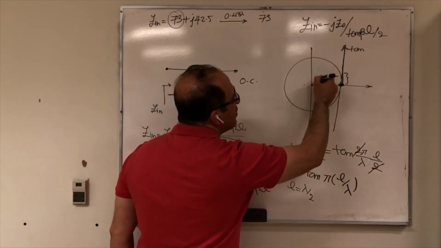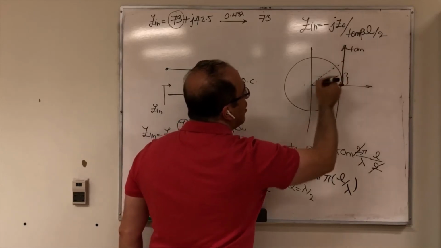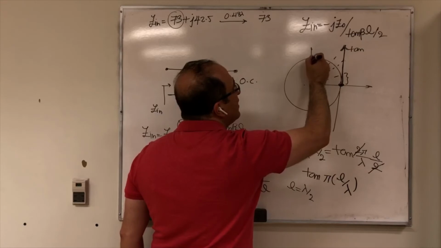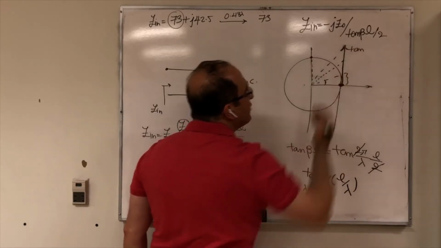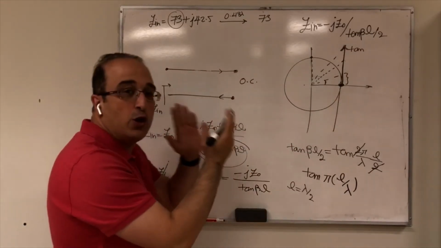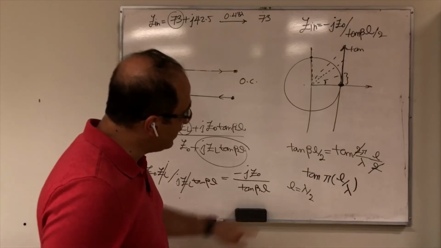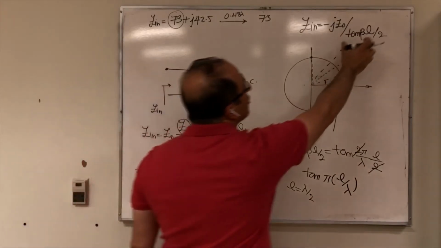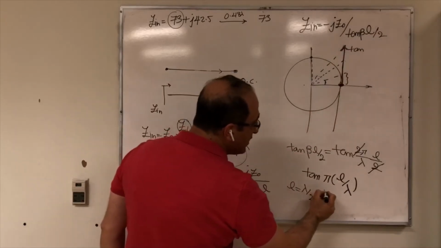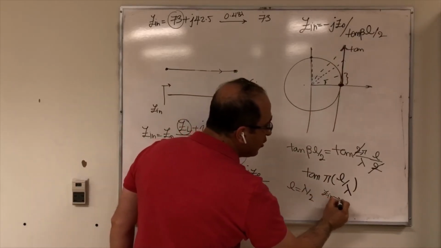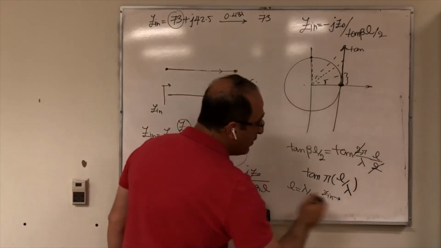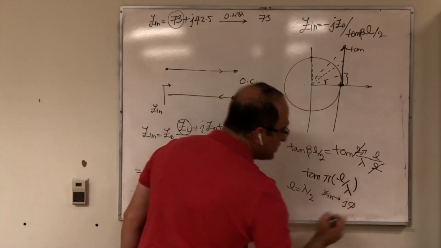You see, you keep increasing the angles, tangent positive, more positive. When you get to 90, this does not intersect with tangent because they're parallel. So you would say tangent goes to infinity. So when L is exactly half a wavelength, tangent goes to infinity. Therefore, theoretically, Z in goes to zero. Or I better write J times zero.